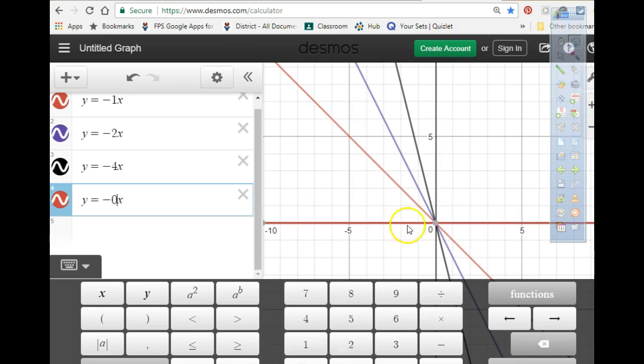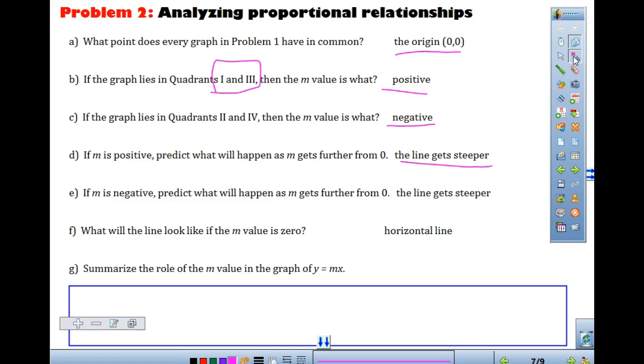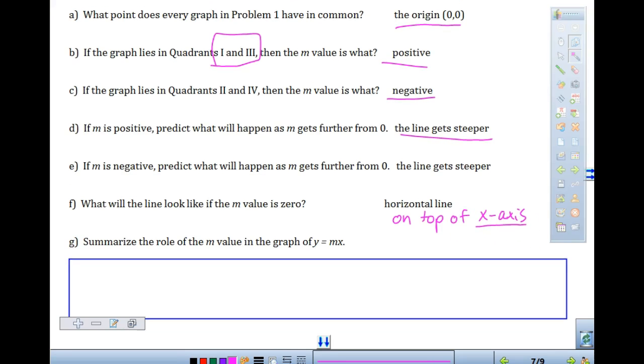So if the slope is 0, it's a horizontal line and it's right on top of that x-axis, right? So when we have a slope of 0, what happens? Horizontal line. And our horizontal line, if the slope is 0, is going to be on top of the x-axis. Okay? So it says, summarize, what is the role that m plays in our equation? M tells us the what of the line.